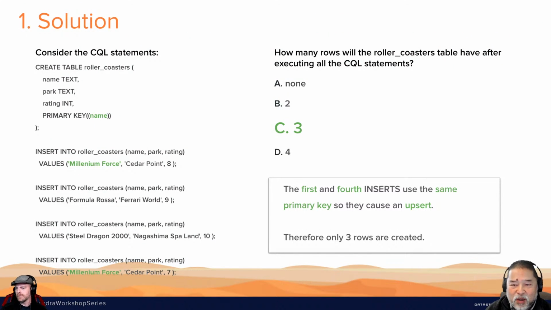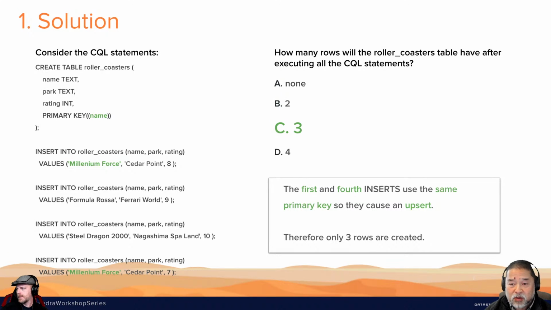When we look at a question like this, in Cassandra we're always going to look at the primary key. In this case, the primary key is a single column, the name column. That's really going to give us the answer to this question. So we look at the 4 inserts. In the first one, the primary key is the name, Millennium Force. In the second one, the primary key is Formula Rossa. In the third one, the primary key is Steel Dragon 2000.